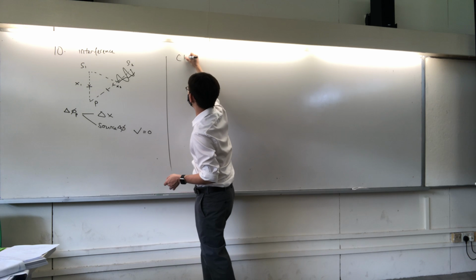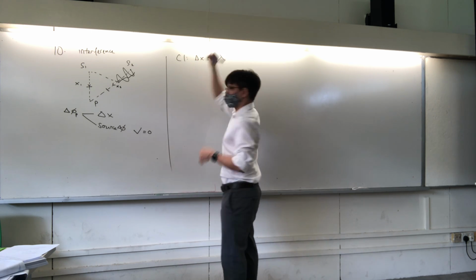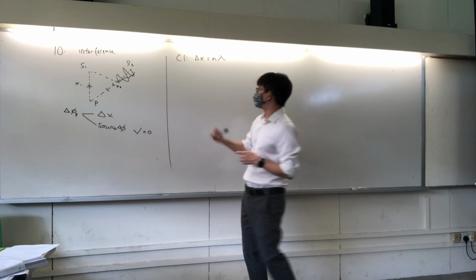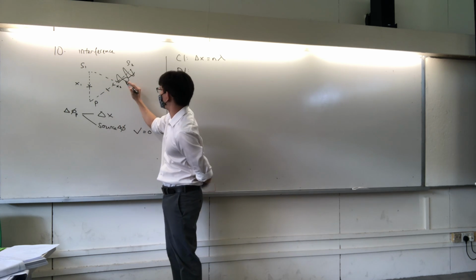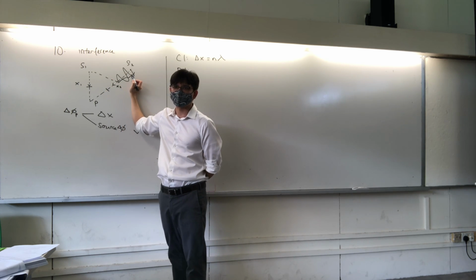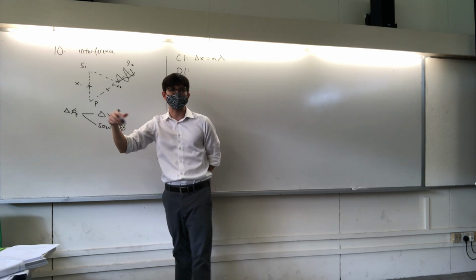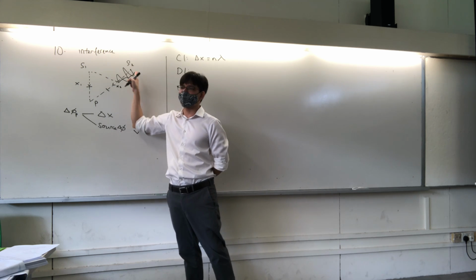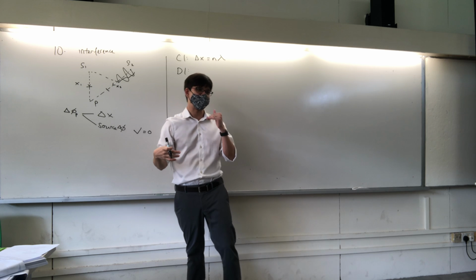So for constructive interference, the path difference must be n lambda, right? Then for destructive interference, I want a crest to meet a trough. So I must fit in 1.5 wavelengths here, half a wavelength here, 2.5 wavelengths, 3.5 wavelengths, and so forth. As long as there's an extra half, a crest from S1 will meet a trough from S2 and vice versa. Then they always tend to cancel each other out.